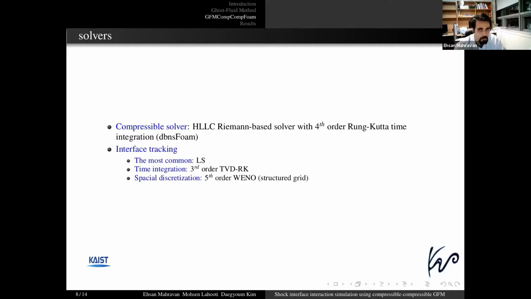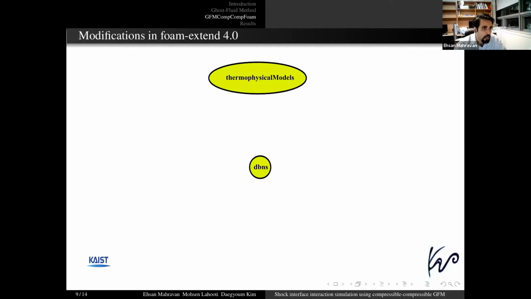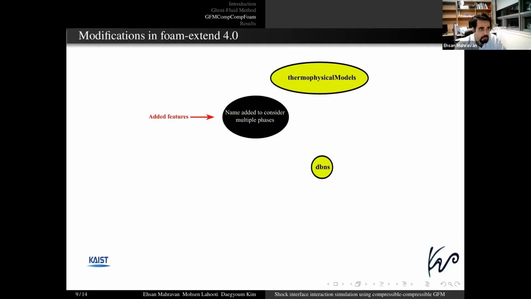This discretization is only available for a structured grid. So to implement the solver, I needed to modify two libraries, thermophysical models and DBNS. Thermophysical models in FOAM-extend can only handle one phase per solver. So I added a name to this library so that it can have more than one phase.